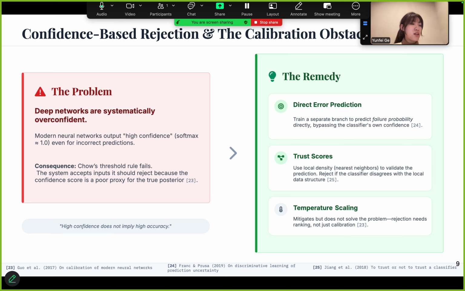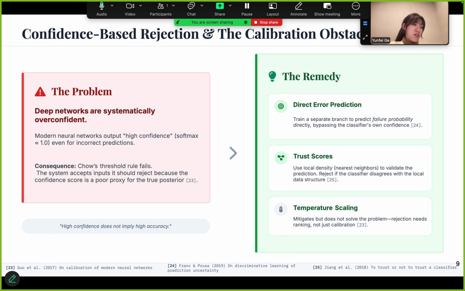Guo and others in 2017 showed that deep networks are systematically overconfident. They output softmax values close to 1.0 even for incorrect predictions. So high confidence does not imply high accuracy. A handwritten digit the network is about to misclassify might still get a softmax output of 0.97. If you threshold on that, you accept the wrong prediction. This is why Chow-style thresholding on raw softmax basically does not work for deep networks.